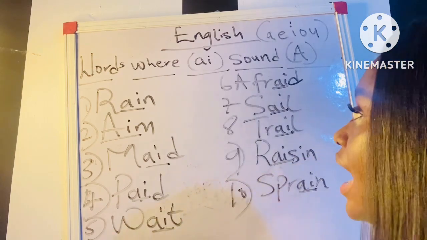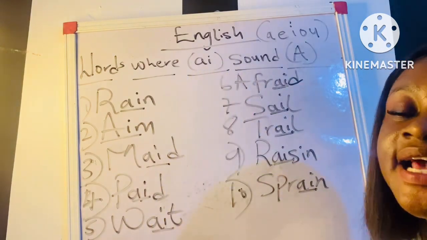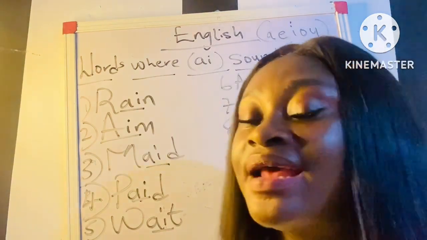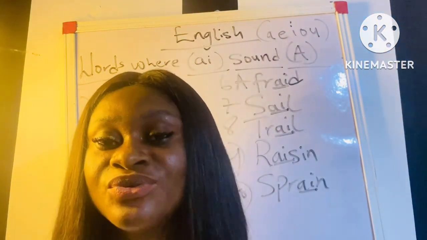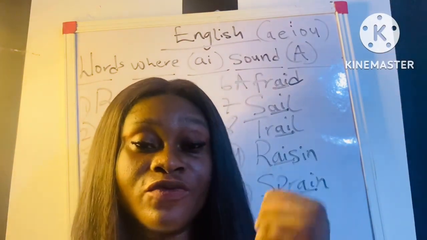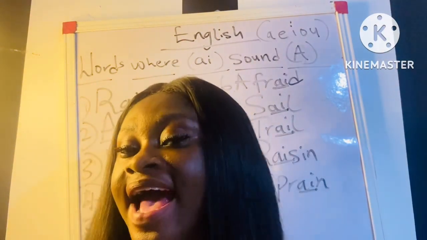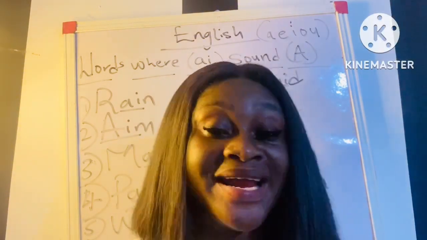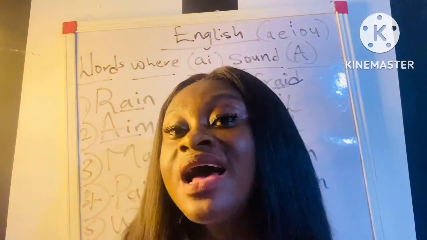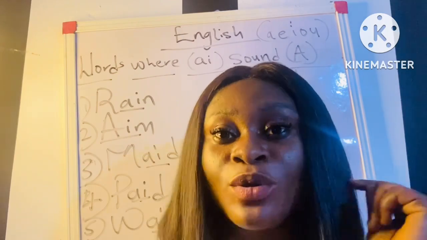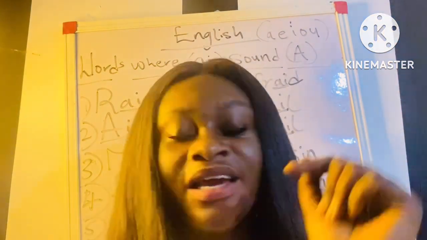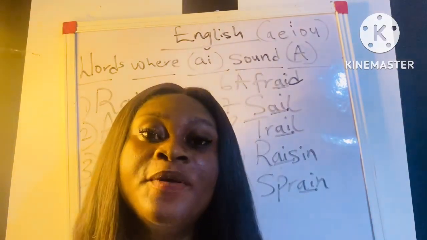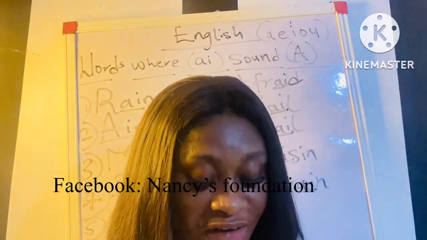Now these words have letters A-I and they are sounding A, okay? Now, don't forget, you have to do your assignment, and your assignment is for you to form words that have A-I. You can drop it in the comment section or you can write it in your note. By now, I expect you to always have your writing materials whenever you are watching this video, especially if you are an adult learner.